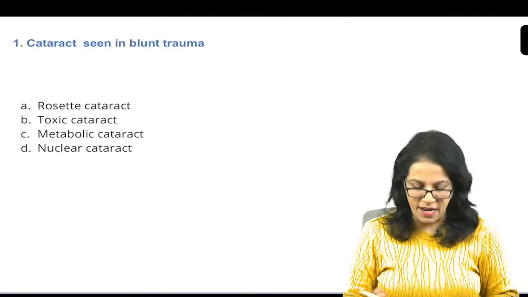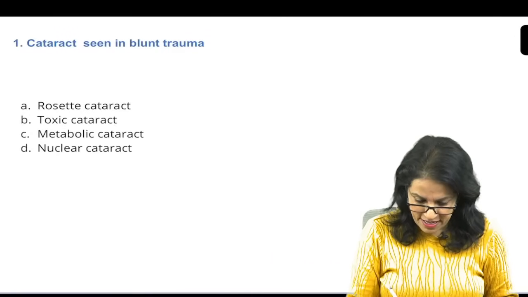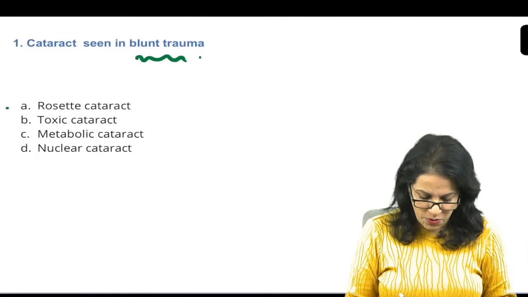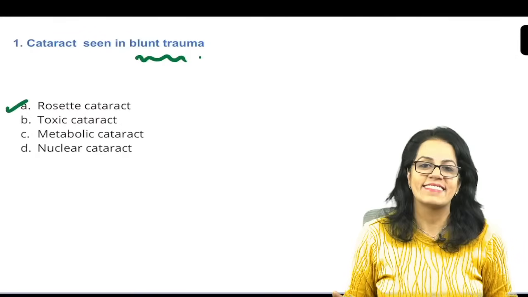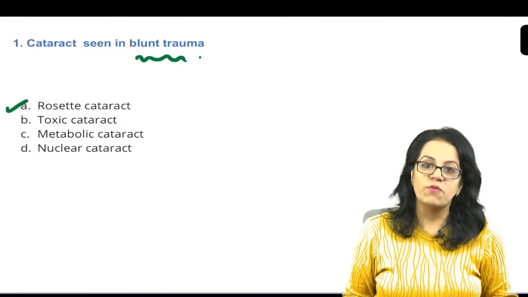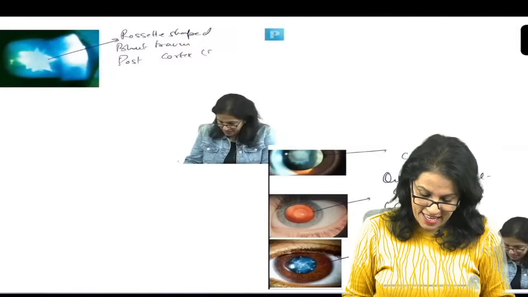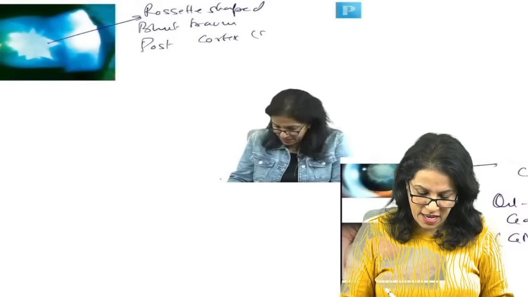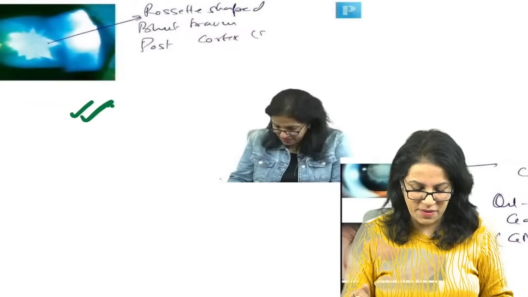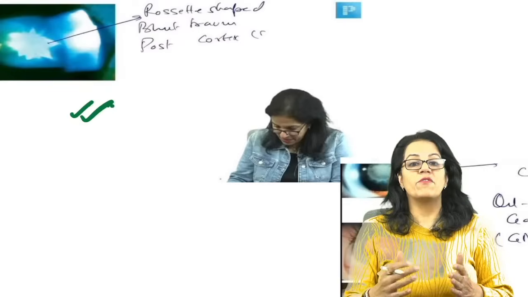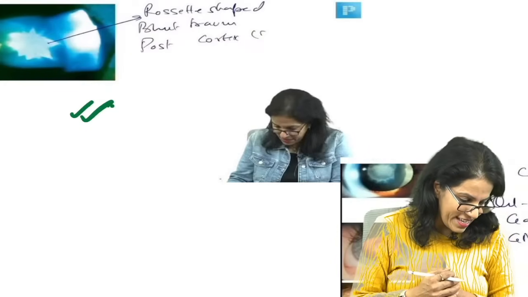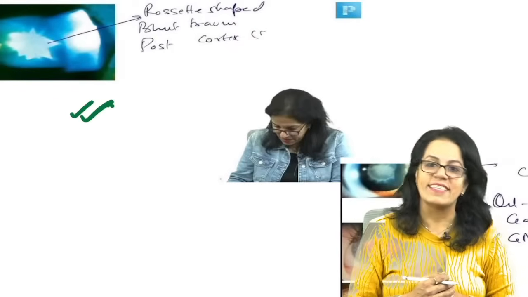Cataract seen in blunt trauma. So what is the cataract seen in blunt trauma? We all know it is rosette shaped cataract. So that was supposed to be answered. In your LRR session, everywhere, this is how we have discussed this rosette shaped cataract. Blunt trauma, from where does it start? Posterior cortex. We also learned that it starts from the posterior cortex.